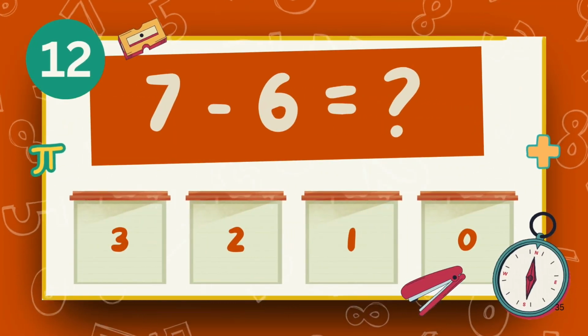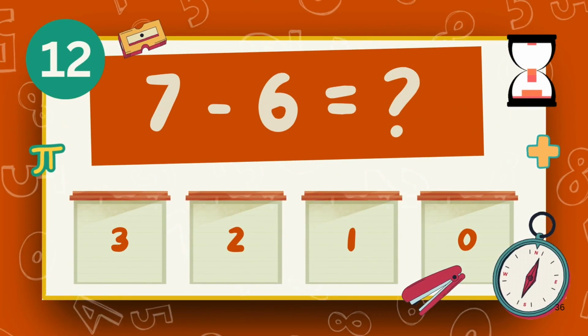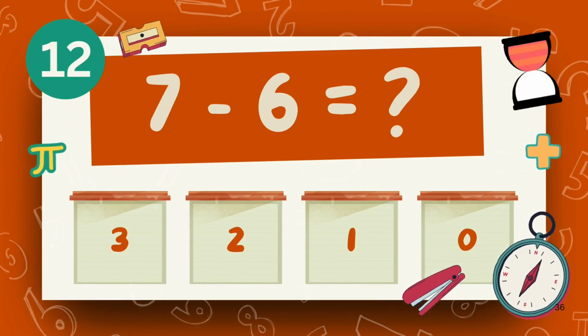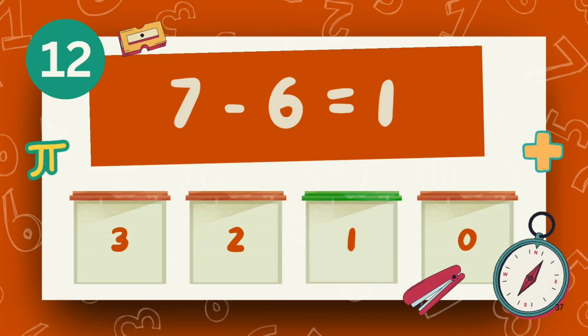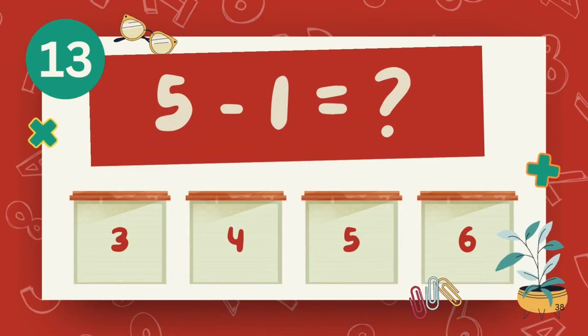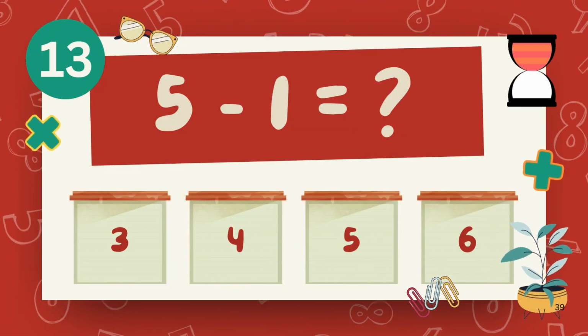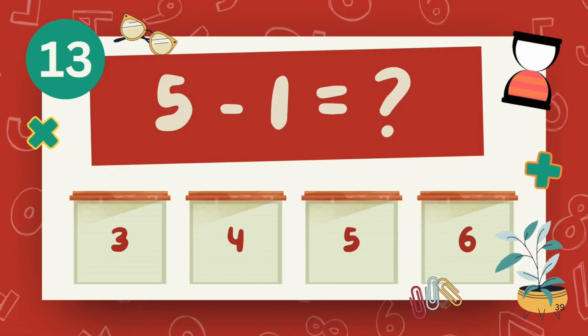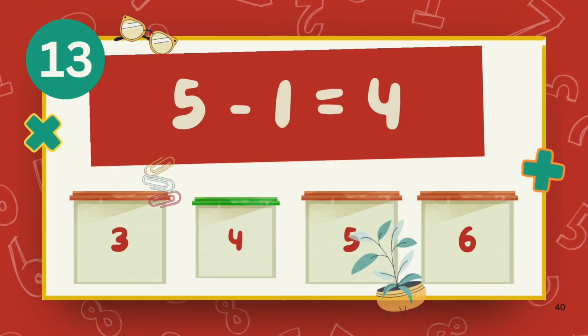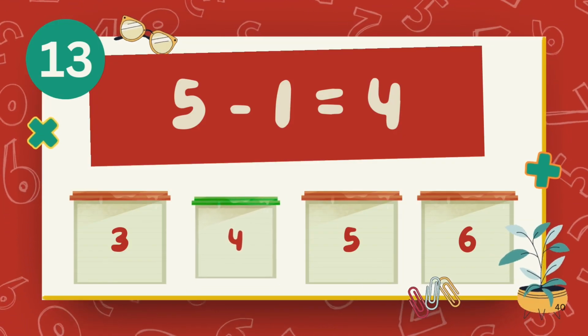What is 7 minus 6? The answer is 1. What is 5 minus 1? The answer is 4.